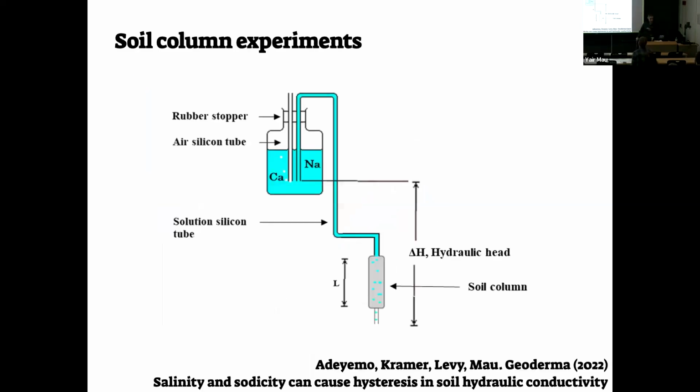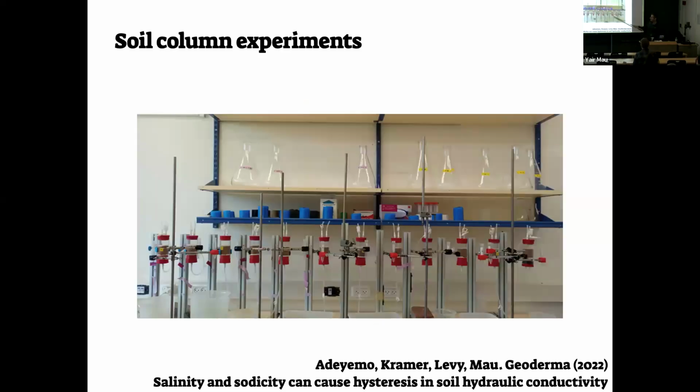So let's check that. We do that by conducting soil column experiments. So we have here water with either sodium or calcium cations, and we make it flow through the soil column, and we measure the conductivity of the soil column, and we switch the quality of the water. This is a classic Darcy experiment, and we switch the quality of the water, and we see what happens. And you see, lots of columns. And this is the experimental setup.